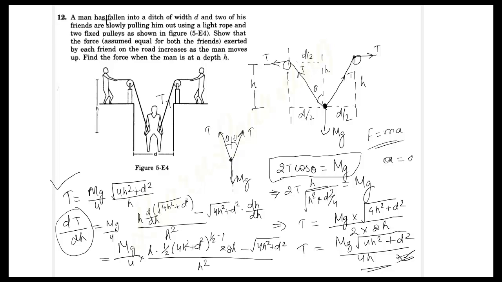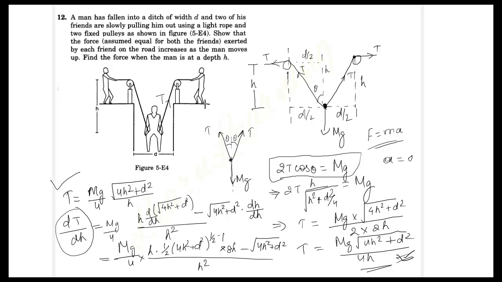Question number 12 says that a man has fallen into a ditch and the width of the ditch is d, and two of his friends are pulling this man with a rope that is fixed through a pulley. We have to assume that both friends are applying equal forces, and find the force applied by each friend when the man is at a depth h from the pulley. We also have to show that the force exerted by each friend on the road increases as the man moves up.